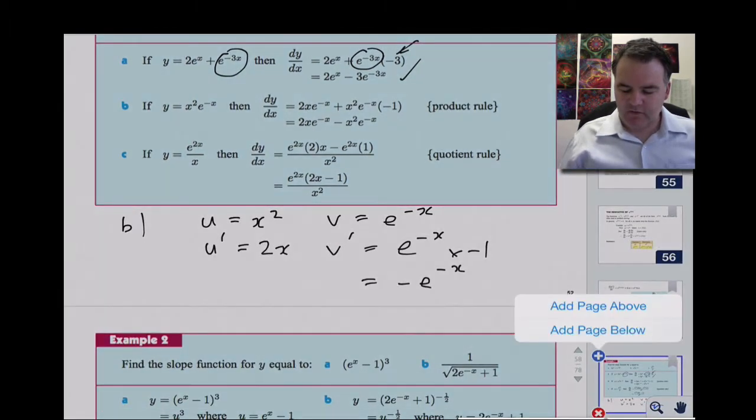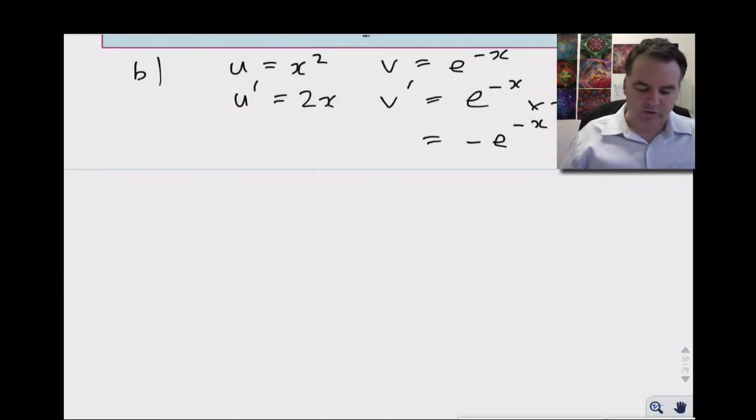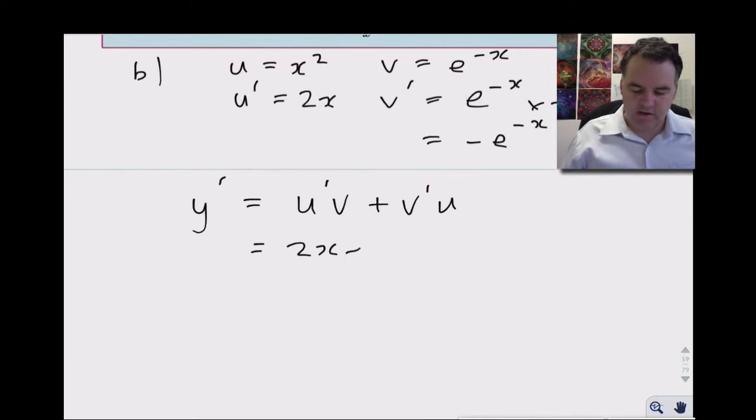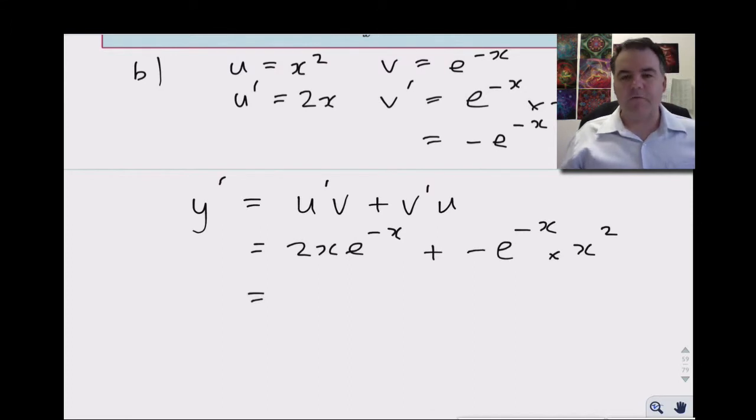Okay, let's just add a page in below here. So doing the usual thing that we do, the derivative of that whole thing there, u dash v plus v dash u, I'm using the product rule, so 2x, u dash, times v, e to the minus x, plus v dash, negative e to the minus x, times u, which is x squared. Now you'll notice that there are some common factors there, and we can tidy that step up.